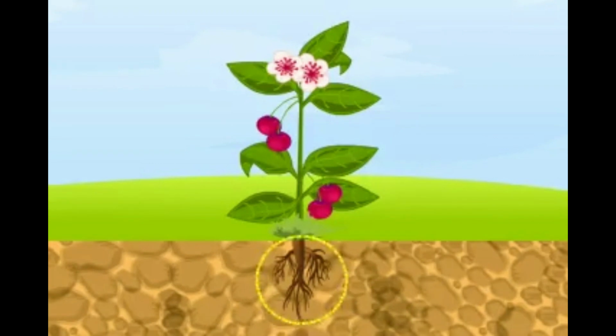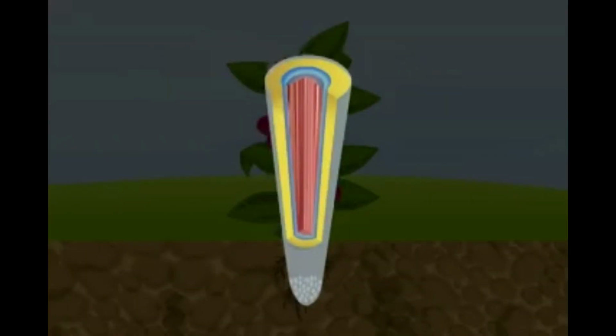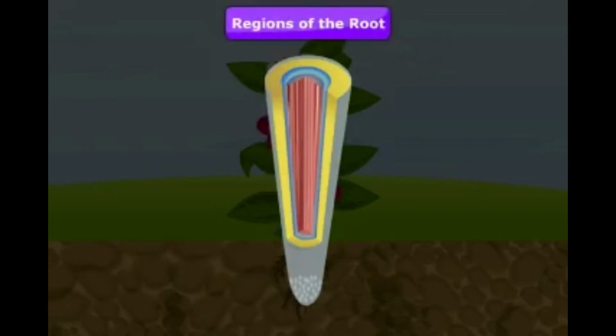You see this underground portion of the plant? Of course, they are roots. Roots help in absorbing water and minerals from the soil. But roots also have different regions that have specific functions. In this animation, we will learn about different regions of the roots.